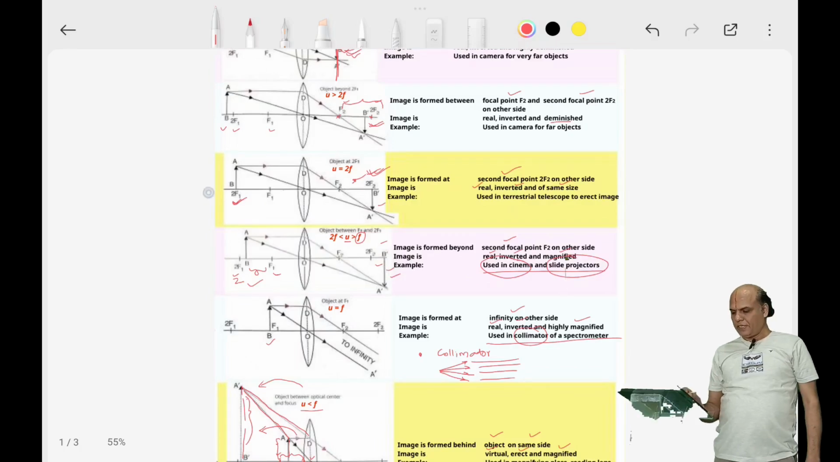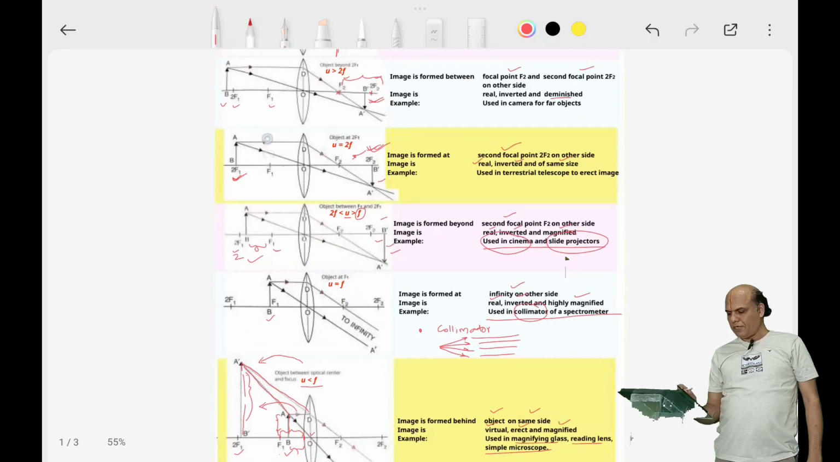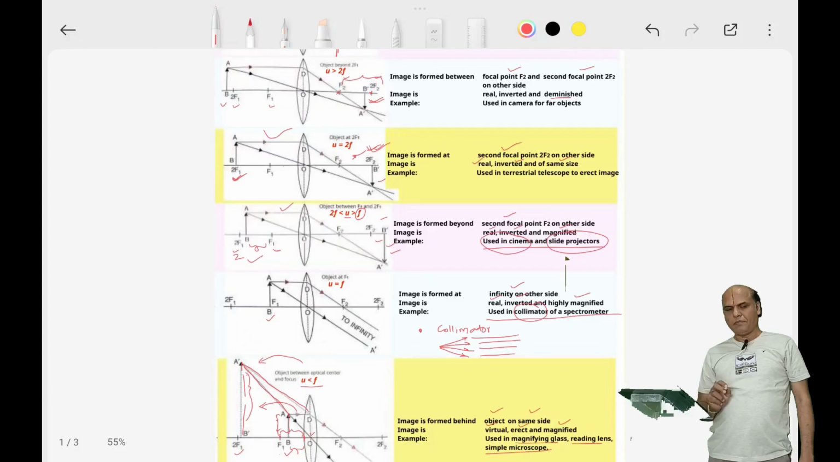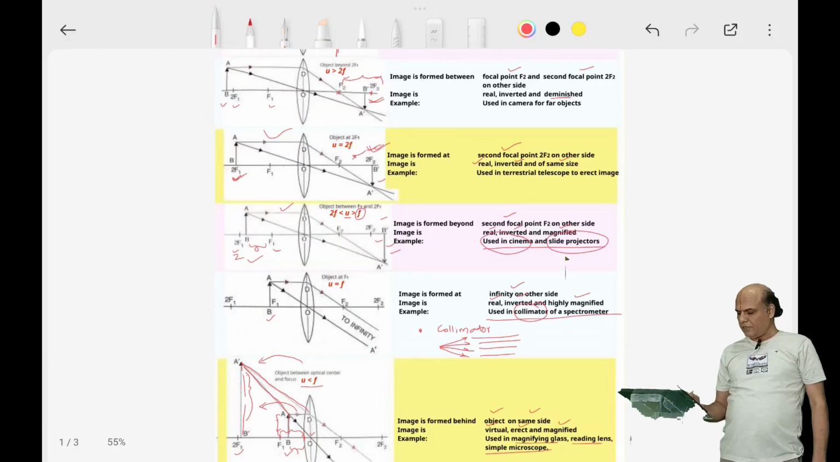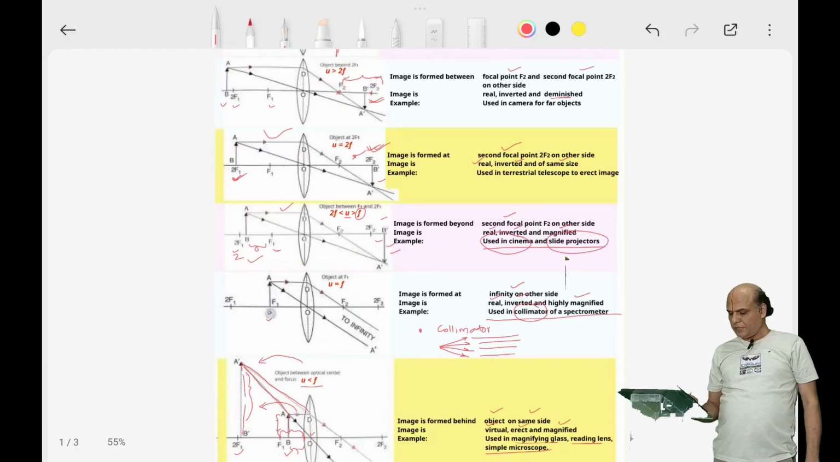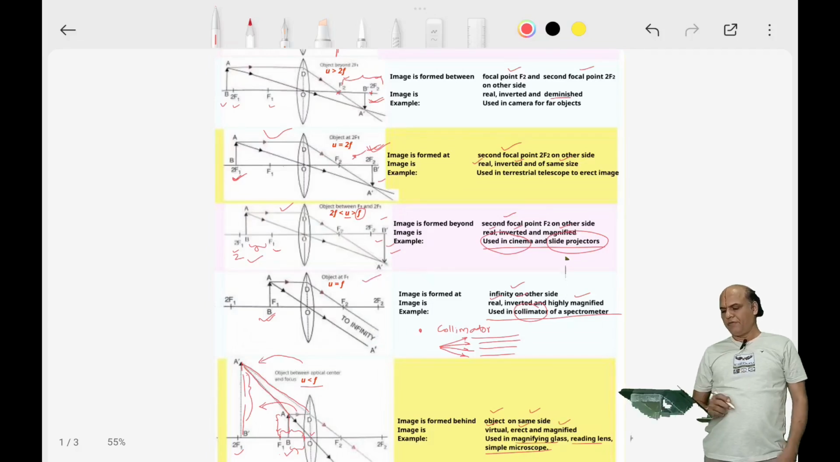So here you see, when it is at the second focal point, it was of the same size. Once you are moving closer to the lens, the image starts magnifying. Now when the object is placed at the focal point, the image is largely magnified and the position of the image is at infinity.